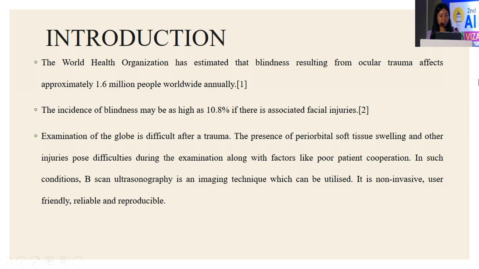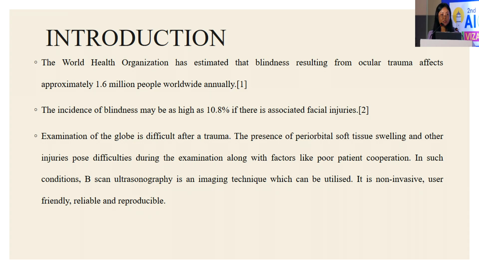Introduction. The WHO has estimated that blindness resulting from ocular trauma affects approximately 1.6 million people worldwide annually. The incidence of blindness associated with facial injuries is very high, around 10.8%, and examination of the globe is difficult after trauma. The presence of periorbital soft tissue swelling and other injuries pose difficulties during the examination, along with factors like poor patient cooperation.